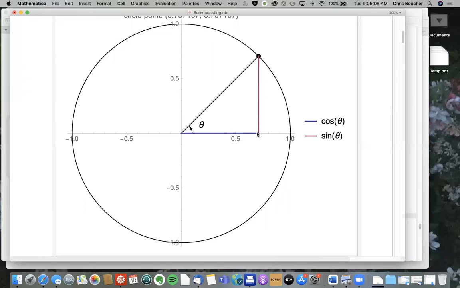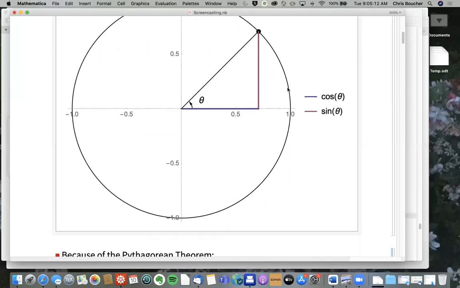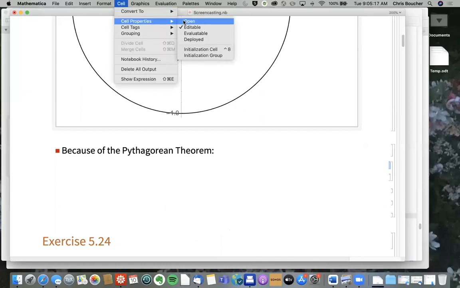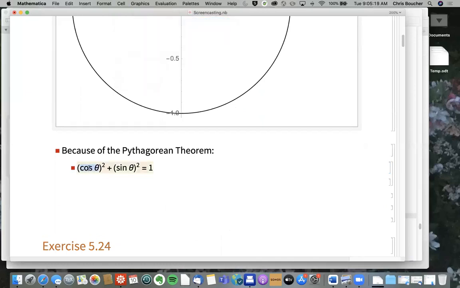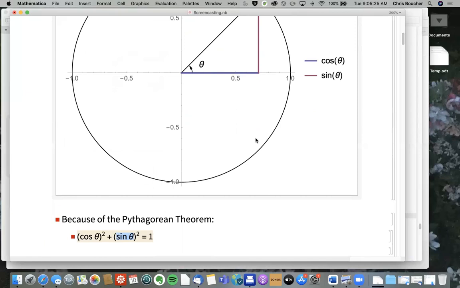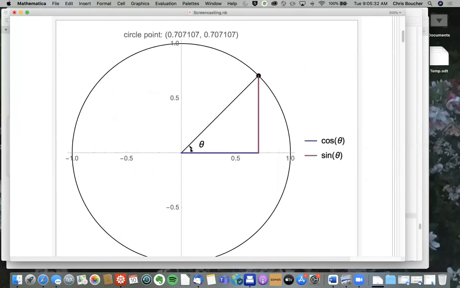If I take the square of the blue side plus the square of the purple side, I get the square of the hypotenuse, which is the thin black side. Well, in our picture, the blue side is cosine theta and the purple side is sine theta. So if I take the square of cosine theta plus the square of sine theta, I get the square of the hypotenuse, but the hypotenuse here is a radius of the unit circle, right?